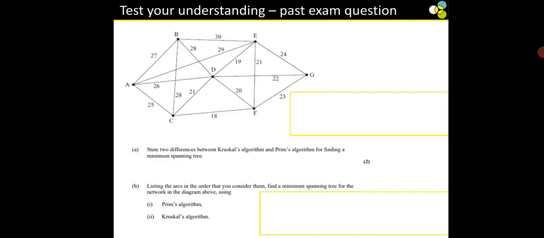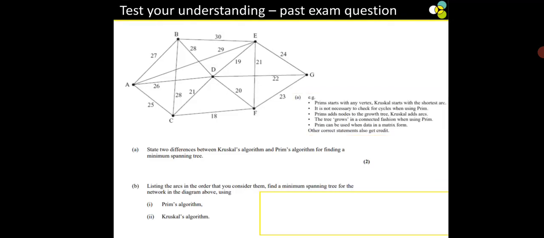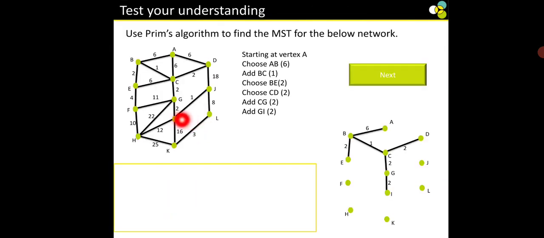Next we are adding G to I. G to I is 2. Next we are adding I to J. We reached G to I. From I the least edge is 1, so we choose I to J.